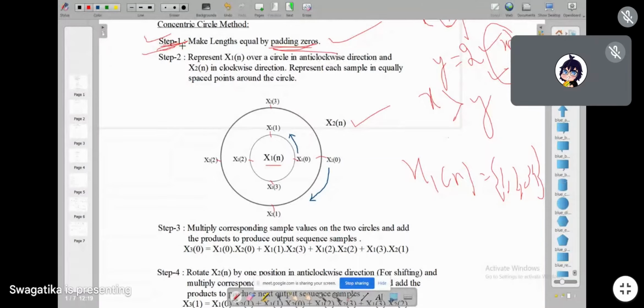Okay, now what you have to do is, how will you mark? You have indicated these points. So now how will you arrange these samples?